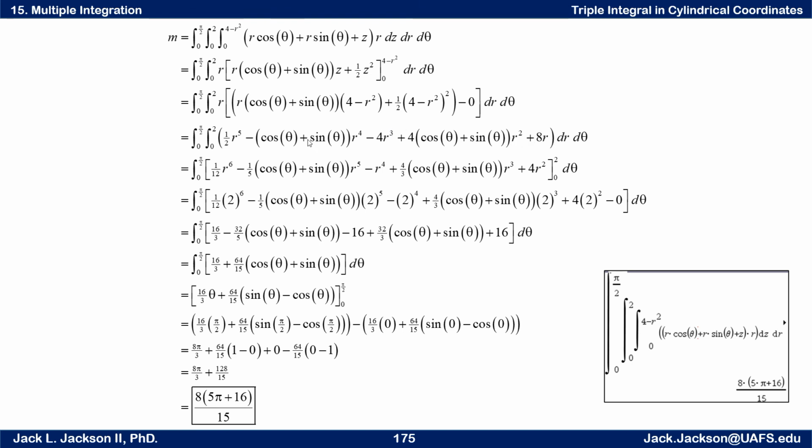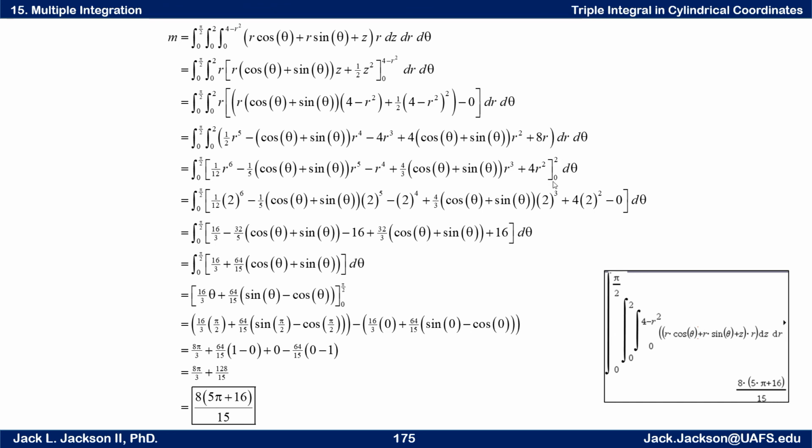Because this is going to be treated as if it were a polynomial in r, the cosine theta plus sine theta are treated as constants when we do our next antiderivative. So all of these, the power just goes up 1 on r and divide by the new power. Power goes up to 6, makes this 1/12. Here the power goes up to 5, puts this as a negative 1/5 here. Here the power goes up to 4, cancels that 4 down to a negative 1 here. And here that goes up to the 3rd power, that makes this 4/3, and that goes up to the 2nd power, making that a 4.